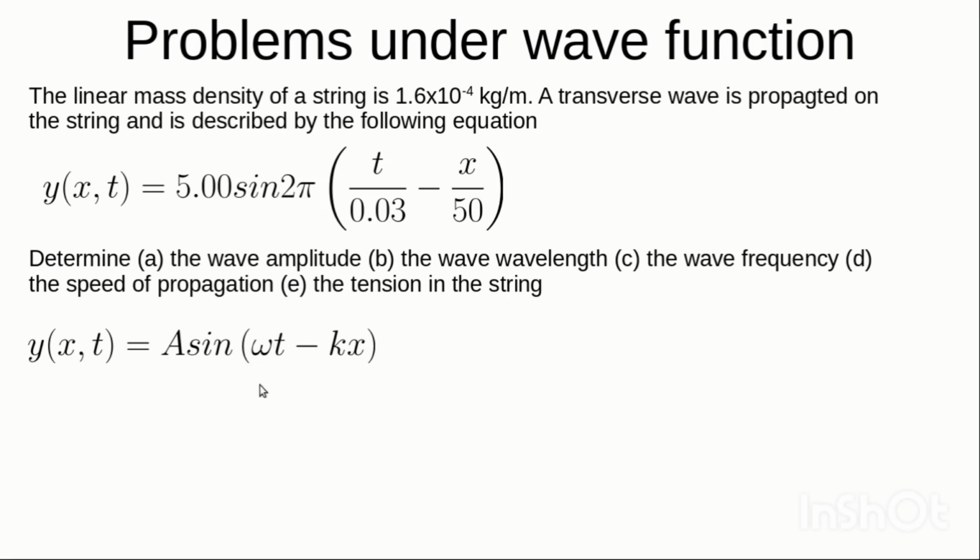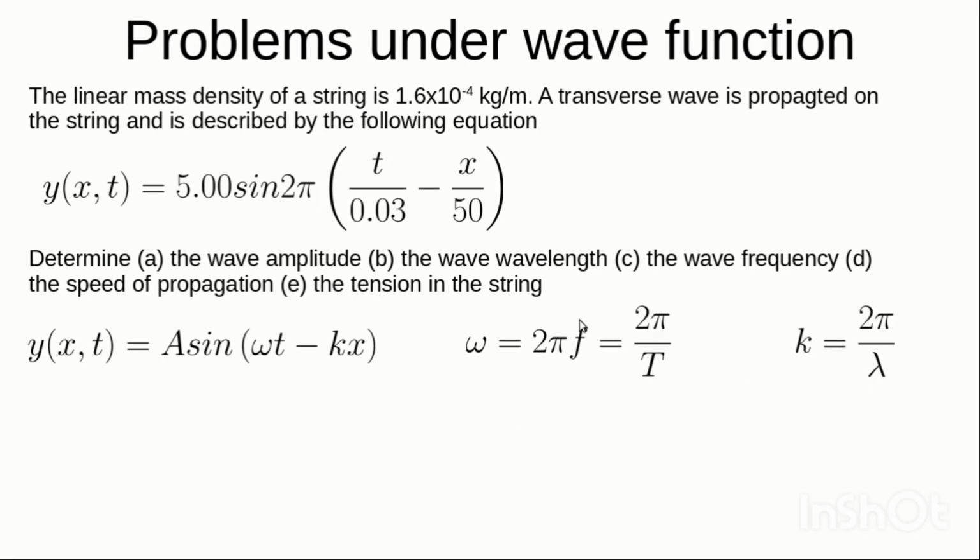Our ω here can be written as ω equal to 2πf, which is equal to 2π over T. Our f here is the frequency, and capital T here is the period. Our k here, which is the wave number, can be written as k equal to 2π over λ, where our λ here is the wavelength. From the question we have to find the wavelength, so we'll come back to this.